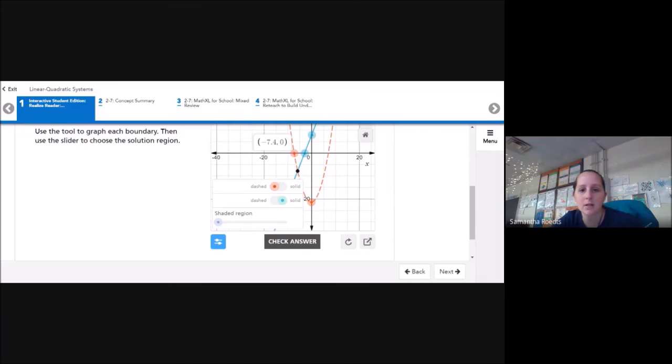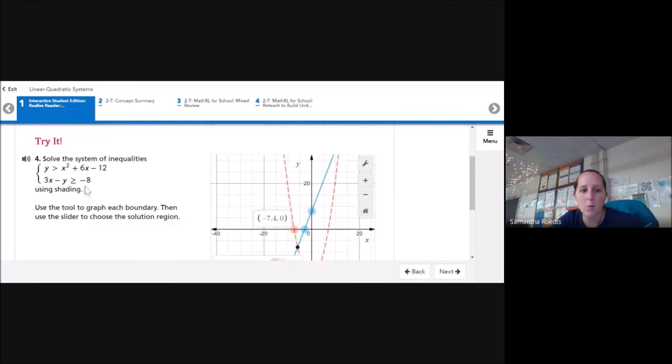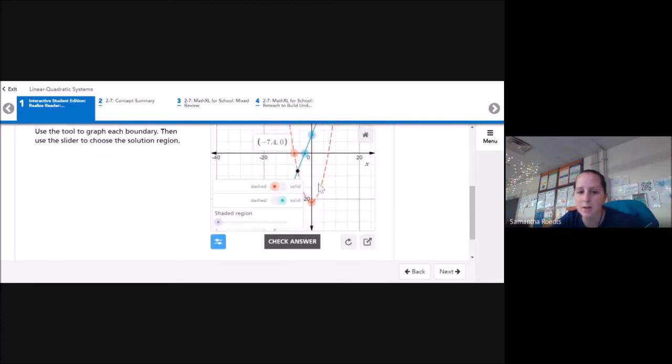All right, so I'm going to shade inside. My y is greater than this, so I'm going to shade inside the red. Shaded region.